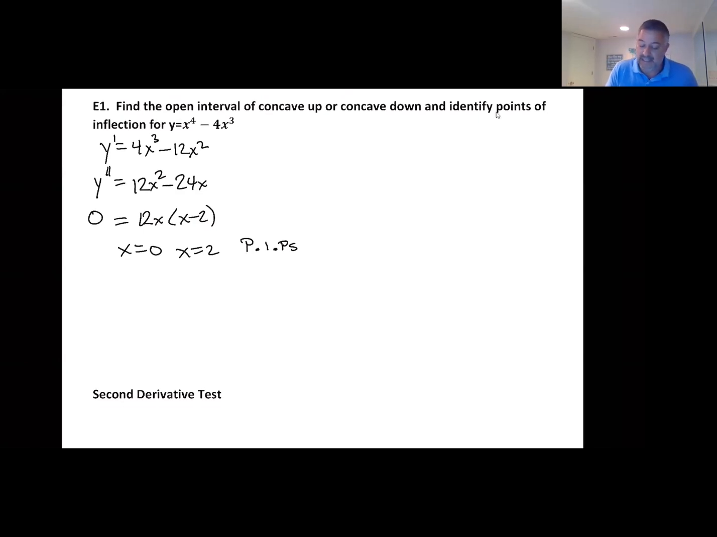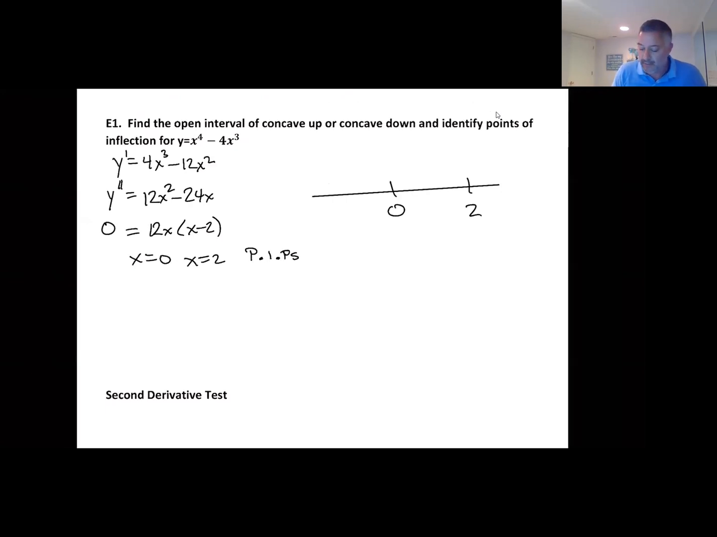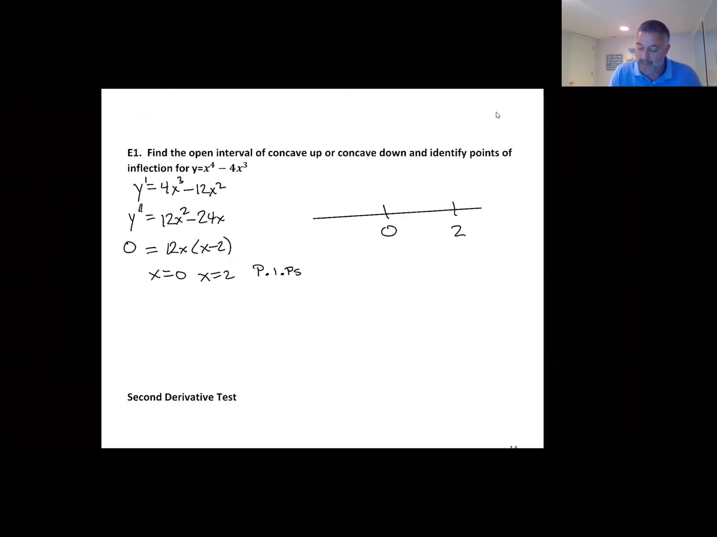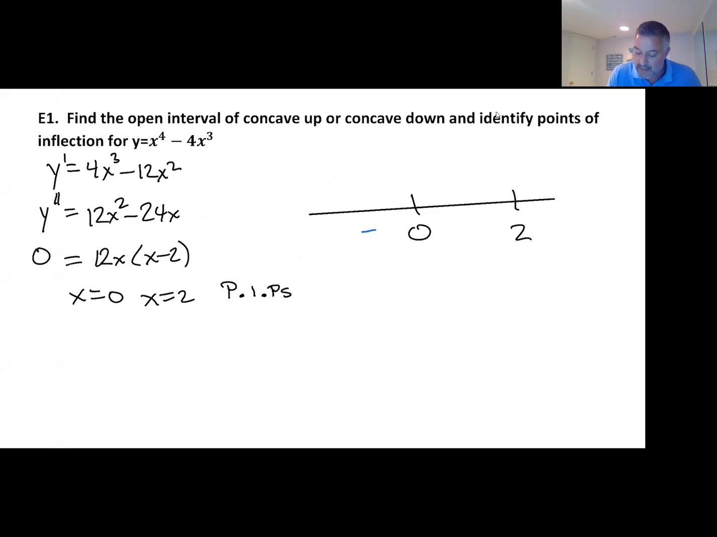And now I'm going to do the same thing that I did yesterday with the first derivative, but I'm going to do it with the second derivative. So I'm going to make that number line, and I'm going to pick some points. -1 will be good, +1 will be good, 3 will be good. I'm going to look at f double prime of x. So when I look at f double prime of x, what happens to my sign?